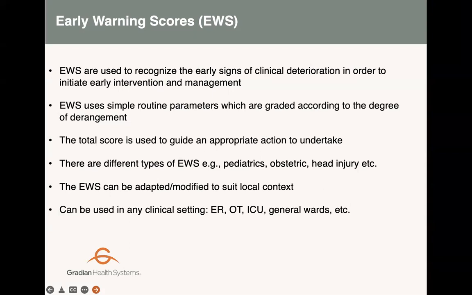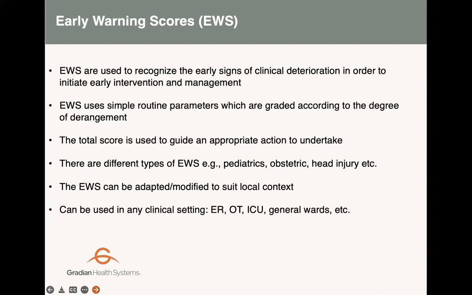So early warning score systems are commonly practiced around the various critical care setups, and they can help to recognize the early signs of clinical deterioration in order to initiate early intervention and management. These early warning tools are very simple. They use parameters that we routinely monitor, which we discussed recently, and they are graded according to the degree of derangement: 0, 1, 2, and 3. According to that, the marking will be given, and the aggregate marking will guide us to the appropriate action to be taken.